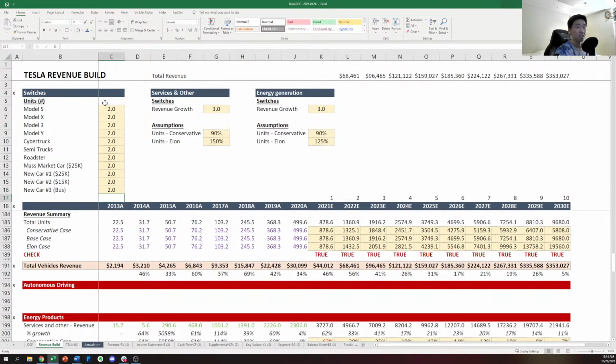Base case, $350 billion. Optimistic case, $700 billion in sales. Which again, since it's a car company, if they're selling that much, since their unit price is higher, their margins aren't going to be that good compared to software companies. I mean, yeah, that's what it looks like we come out to.